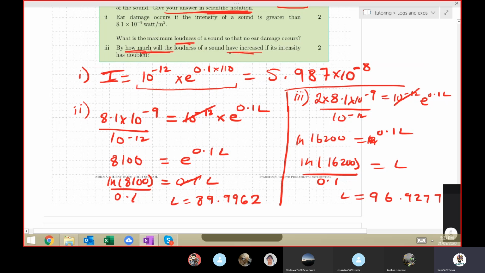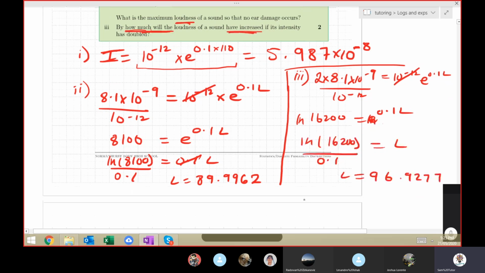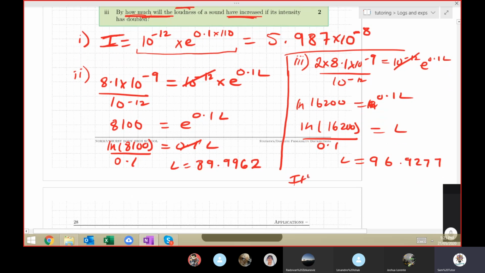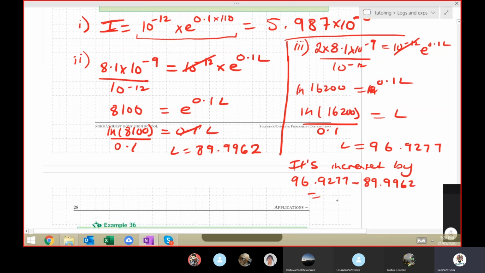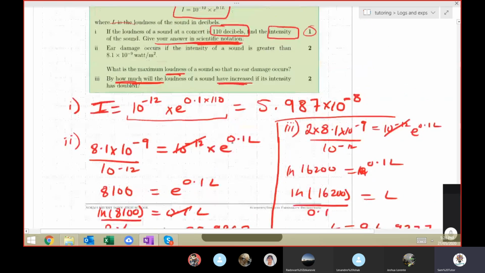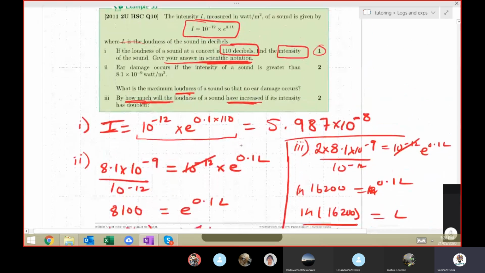By how much has it increased? That's what most students miss. It's increased by 96.927 minus 89.99. So by you doubling, it has increased by 6.9315 decibels, or whatever it was. Loudness. Yeah, decibels.